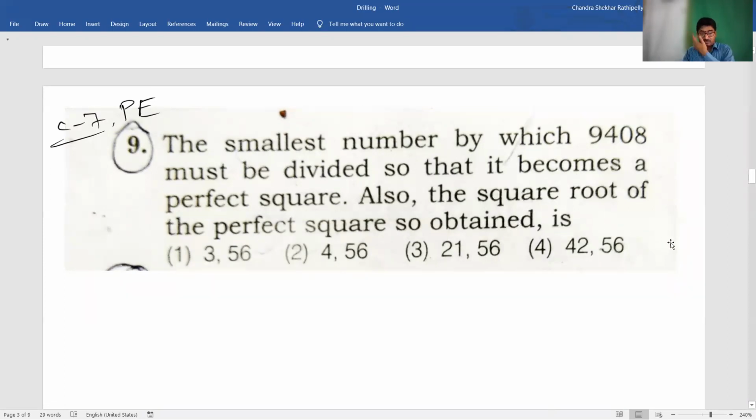So this is not a perfect square. Which number should we divide by so that it will be a perfect square? We can check.